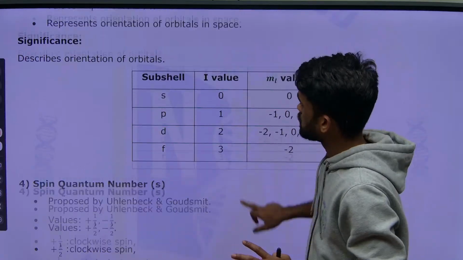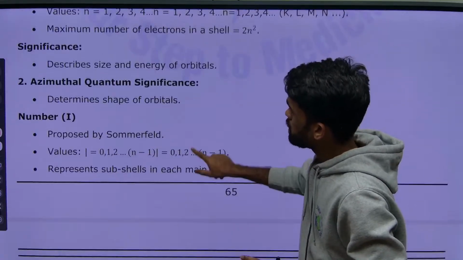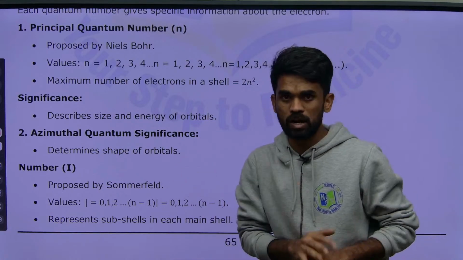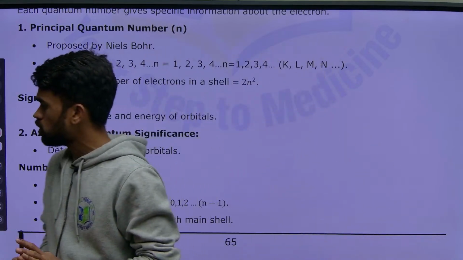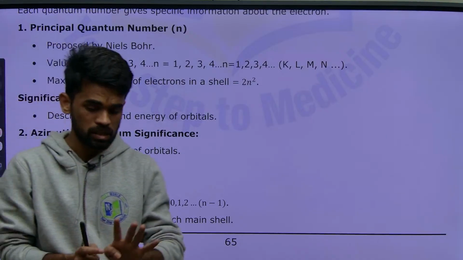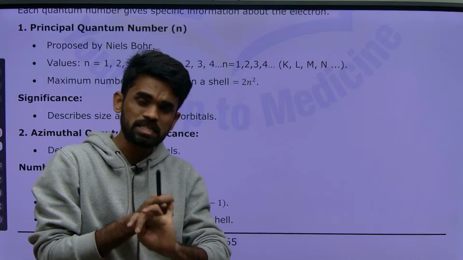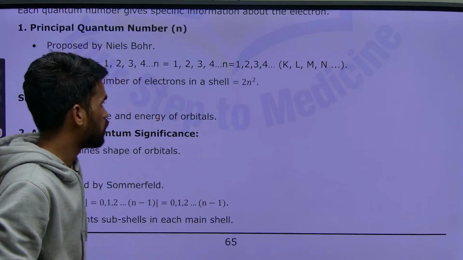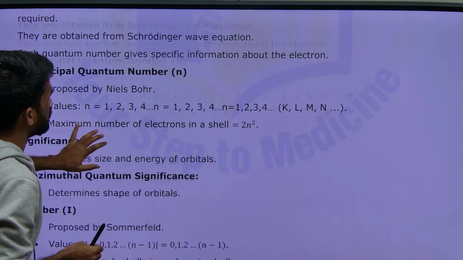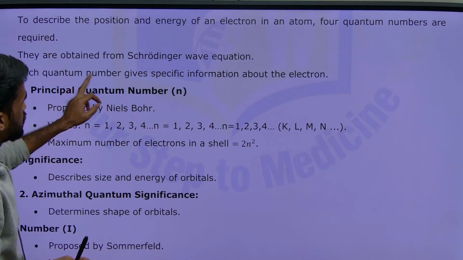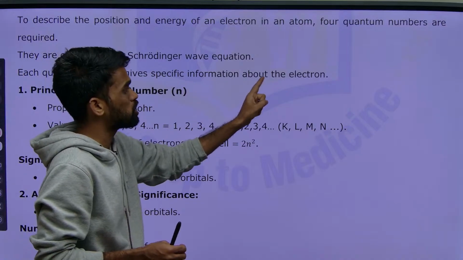These are 4 things. The azimuthal quantum number is also called the angular quantum number. So first of all you need to know the list of quantum numbers: principal, angular, magnetic, and spin quantum number. These are 4. Now what is the use of each and every quantum number? First of all let us understand. Each quantum number gives specific information about the electron.